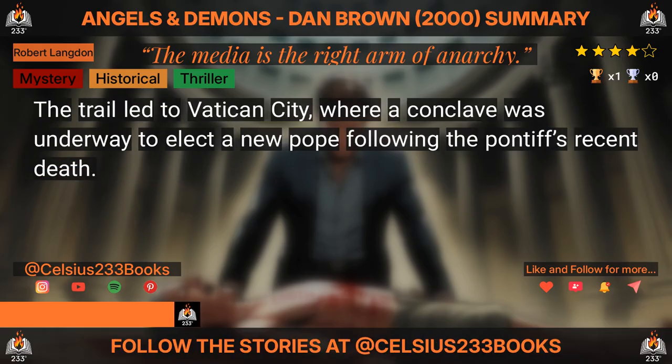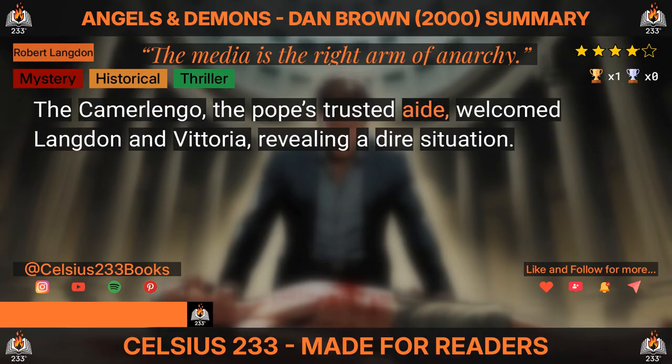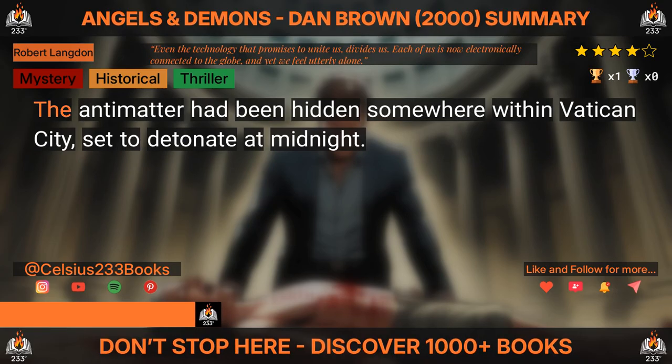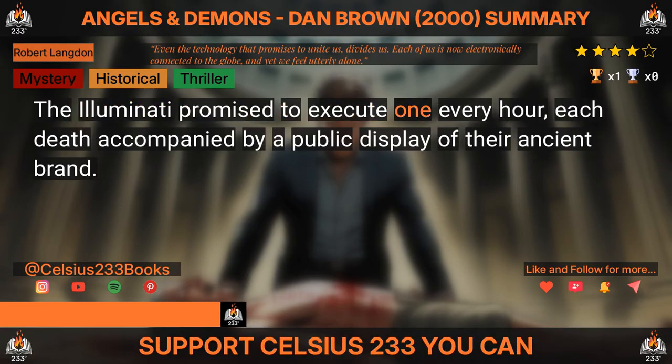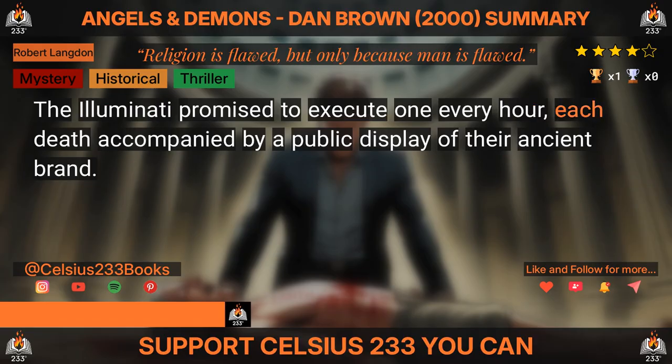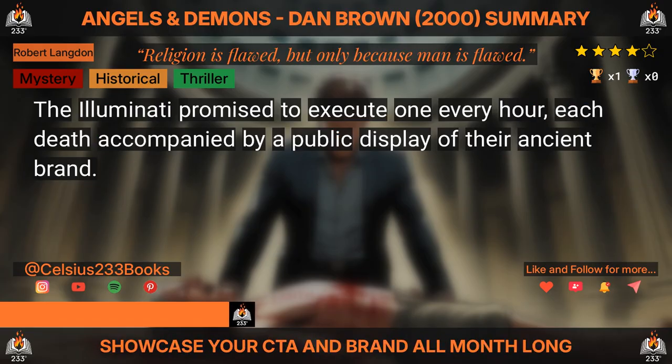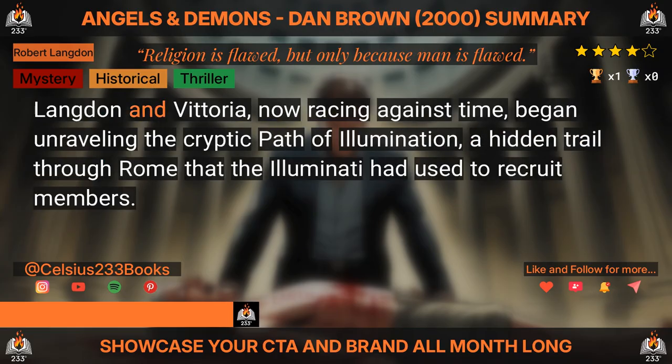The trail led to Vatican City, where a conclave was underway to elect a new pope following the pontiff's recent death. The Camerlengo, the Pope's trusted aide, welcomed Langdon and Vittoria, revealing a dire situation. The antimatter had been hidden somewhere within Vatican City, set to detonate at midnight. As if the threat of annihilation weren't enough, 4 cardinals, the preferiti frontrunners for the papacy, had been kidnapped. The Illuminati promised to execute one every hour, each death accompanied by a public display of their ancient brand.